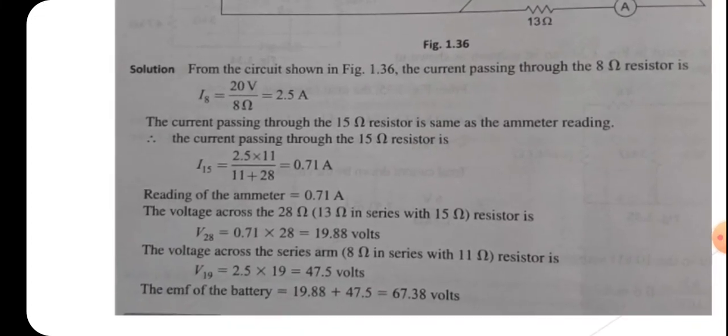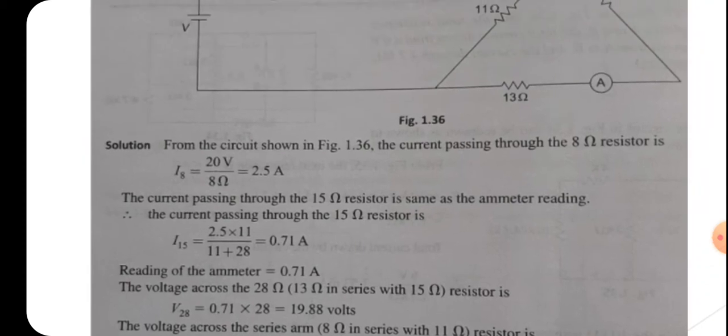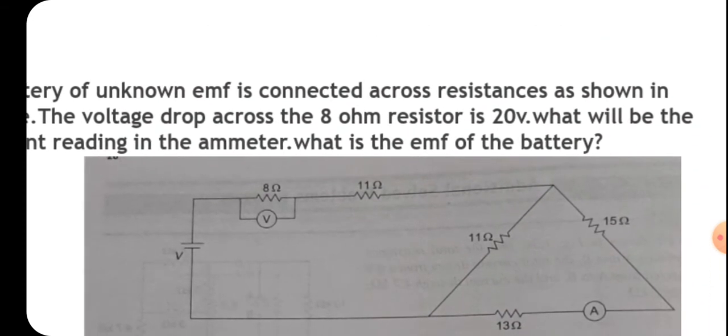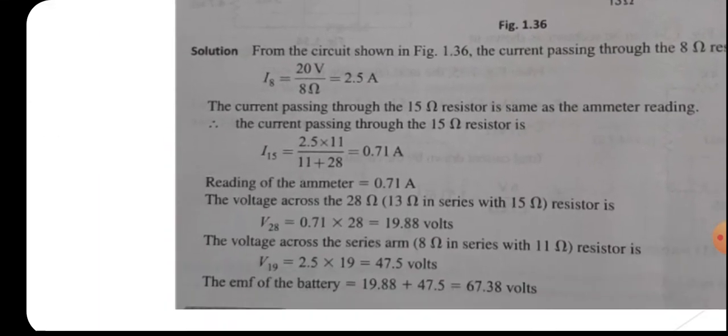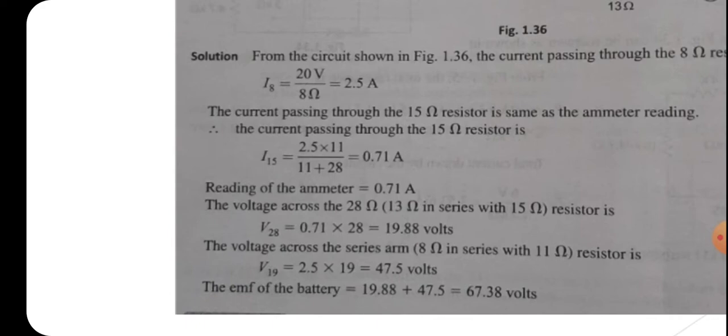So we can easily solve for the EMF of the battery by applying Kirchhoff's law. The EMF of the battery, V, will be equal to the sum of the voltage drops across every resistor. So we can write V is equal to 19.88 volt plus 47.5 volt. That will be equal to 67.38 volt.